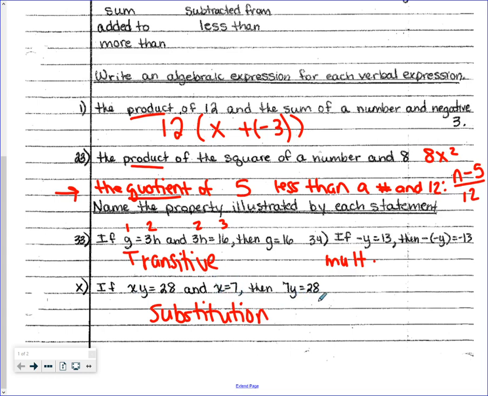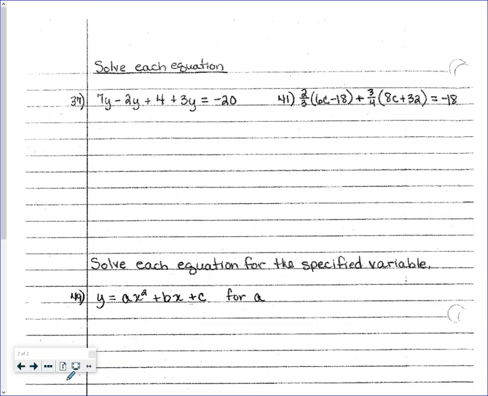So it was substitution. This is not the transitive property because it doesn't say xy equals 28 and 28 equals 7 times 4 or something like that. It's not 1 to 2 and 2 to 3. That's a whole different thing. Again, if you don't get it, please let me know in class. No big deal. Solve. You guys know how to do this. We're fine. Solve each equation.